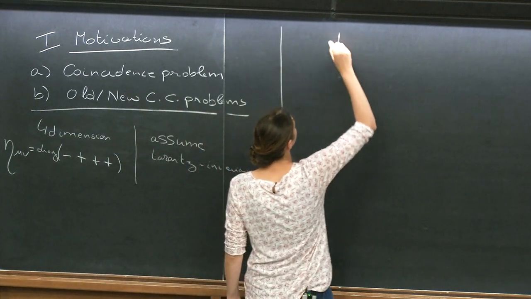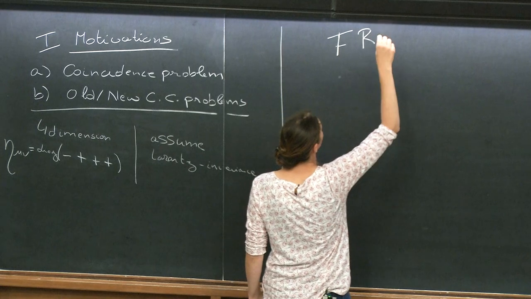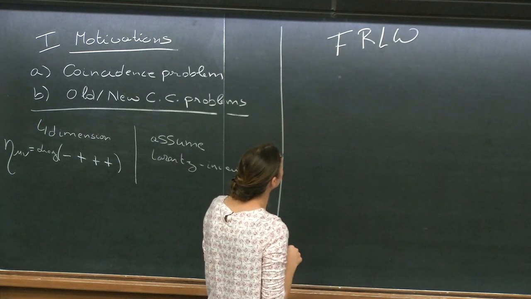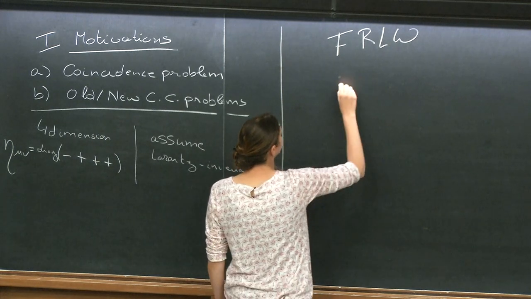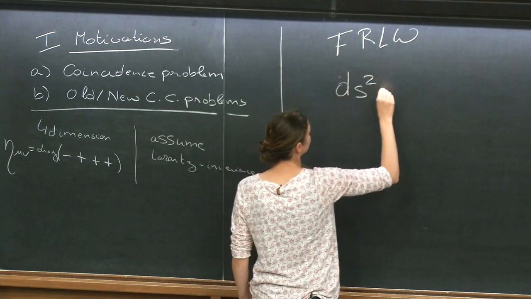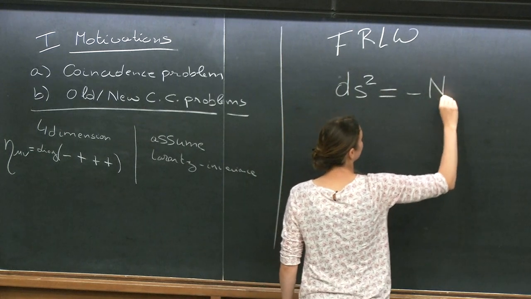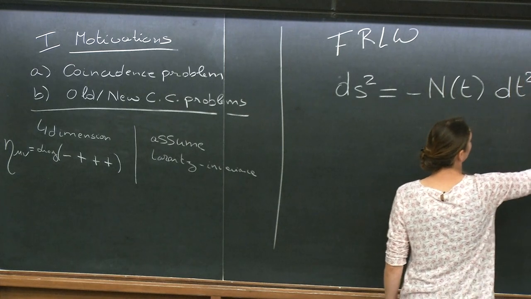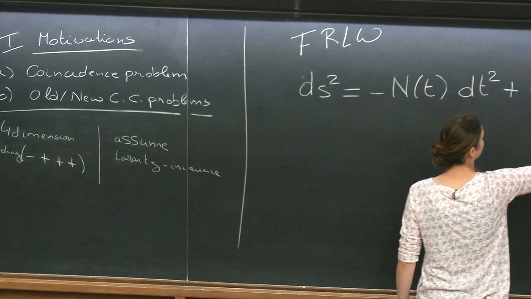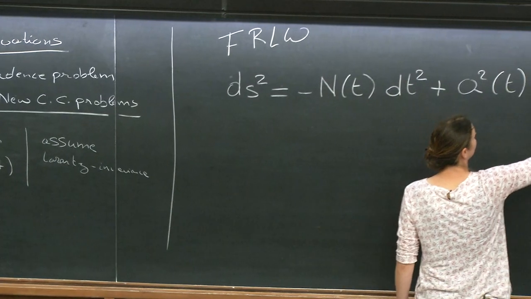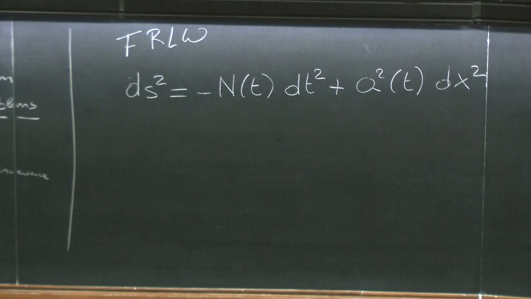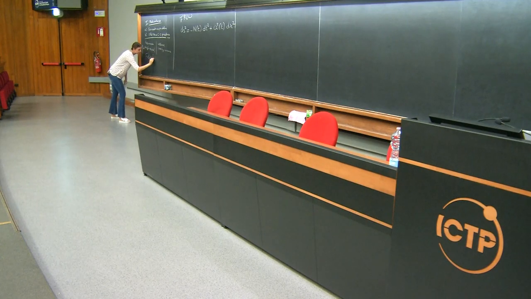Okay, so let's start with FRW, the Friedmann-Robertson-Lemaître-Walker metric, and I'll just write it including the lapse because it will help us derive the Friedmann equation. So I'm not going to derive that for you. I'm going to work under the assumption that you have all derived that earlier in your life. And then something else that I should have mentioned is that we're going to be working with a flat spatial metric.